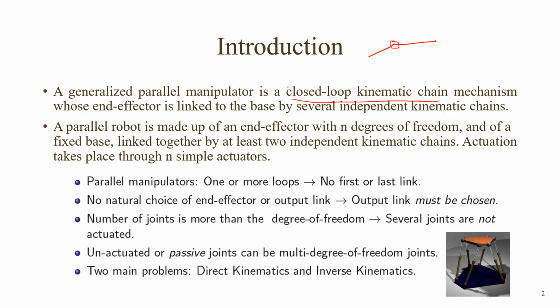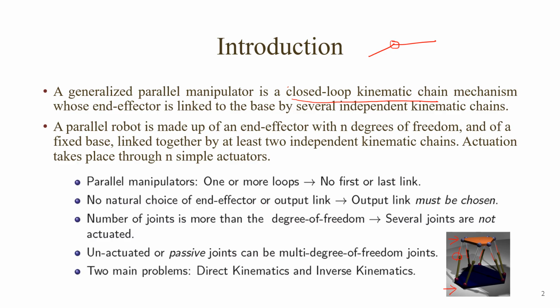As you see in this figure, you have a fixed base and an end effector at the top. The base is linked to the end effector by different independent kinematic chains. A number of independent kinematic chains are used to connect the base to the end effector. Right, so each kinematic chain, as you see, has two links and they are connected by joints.